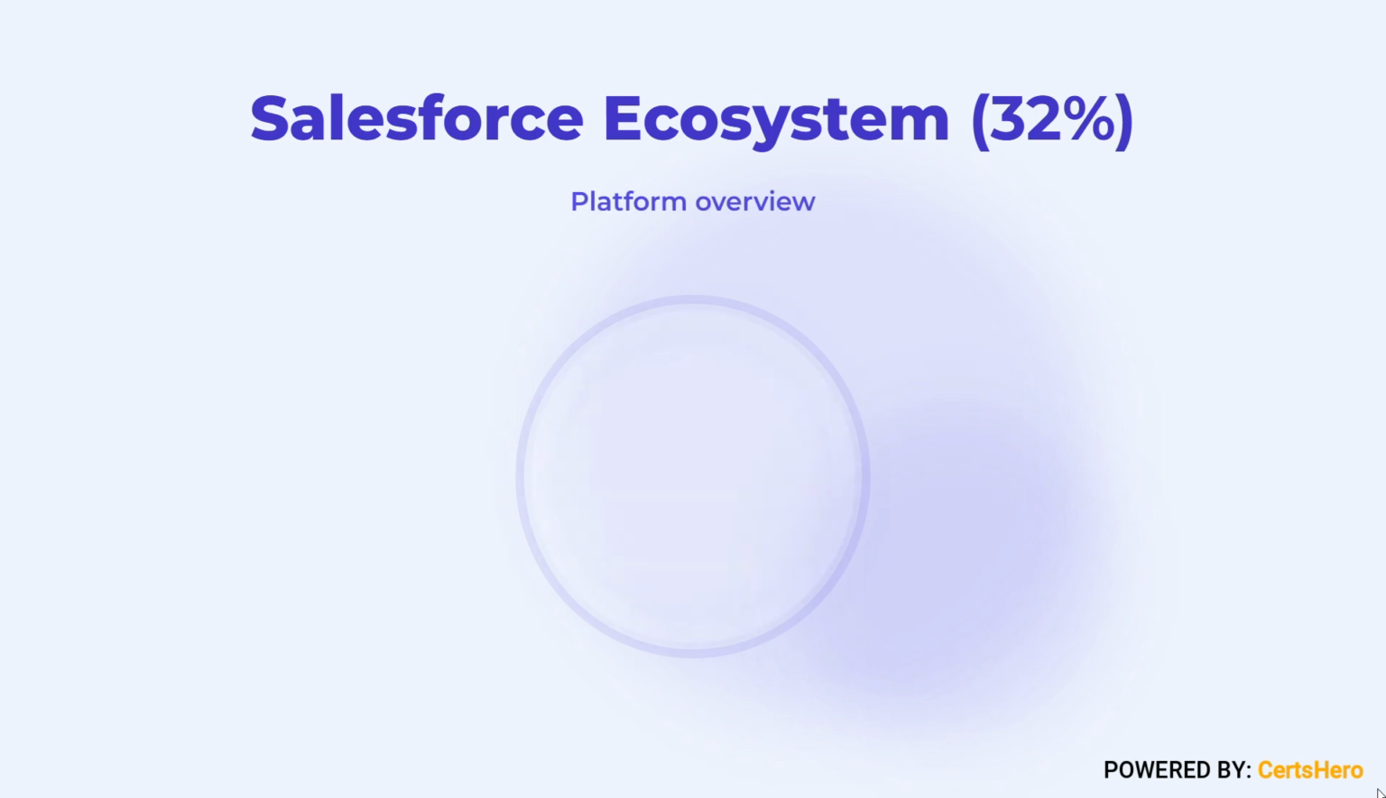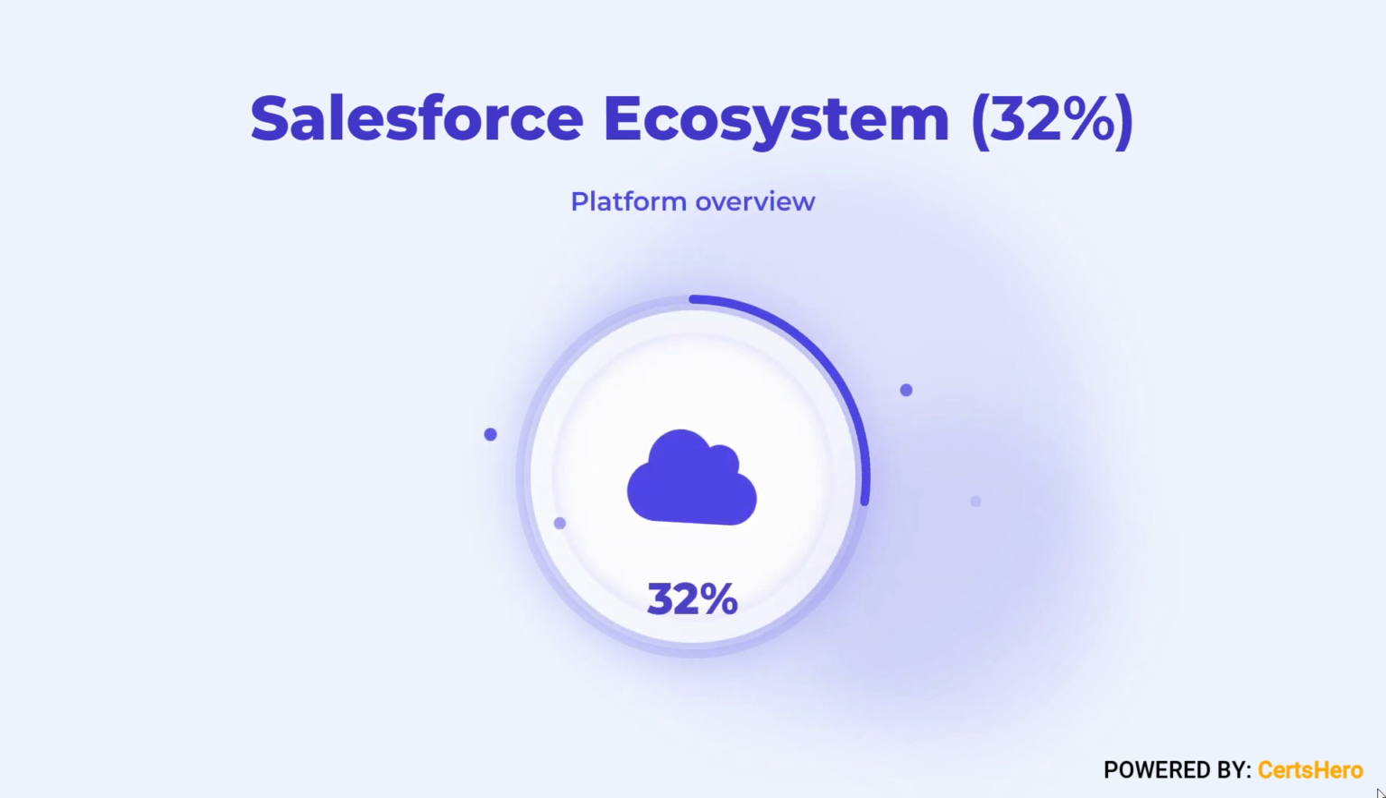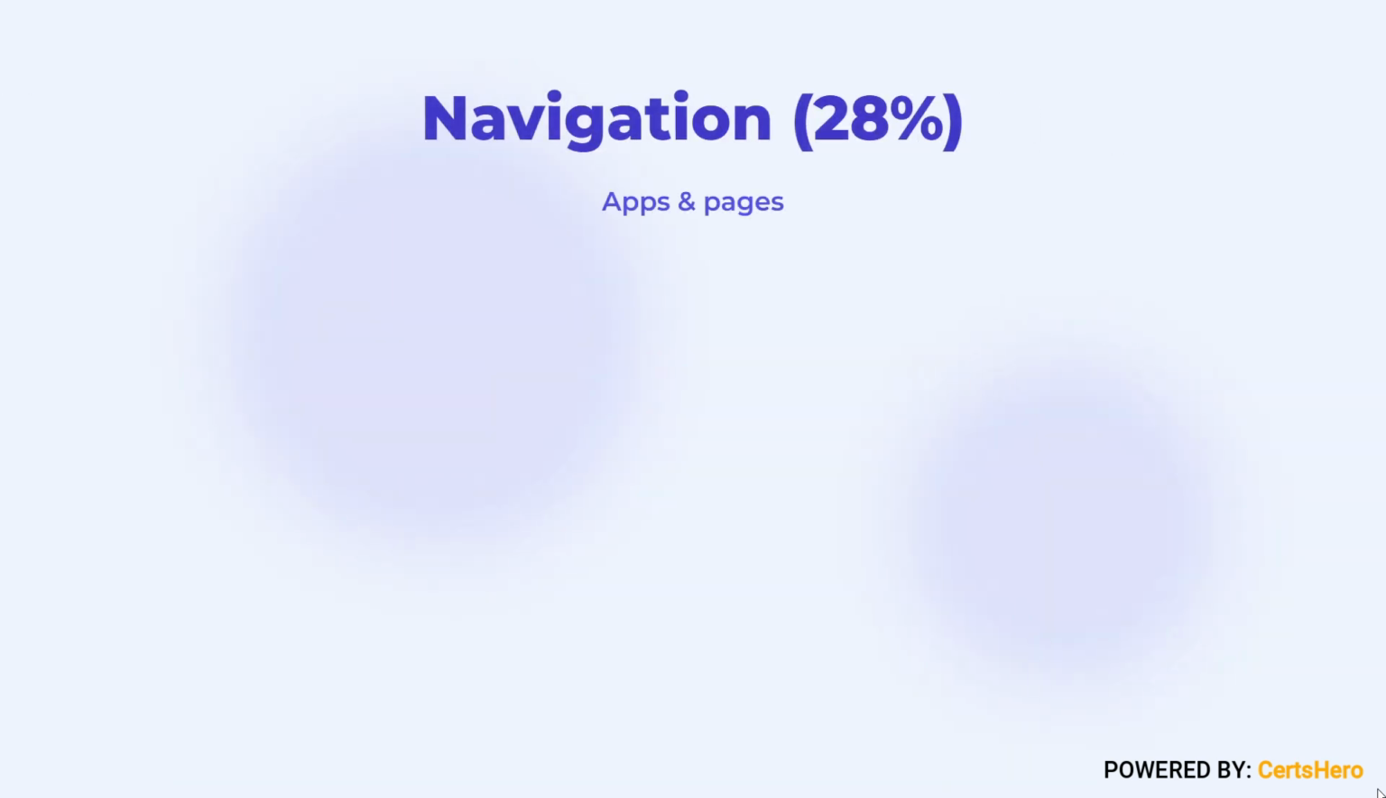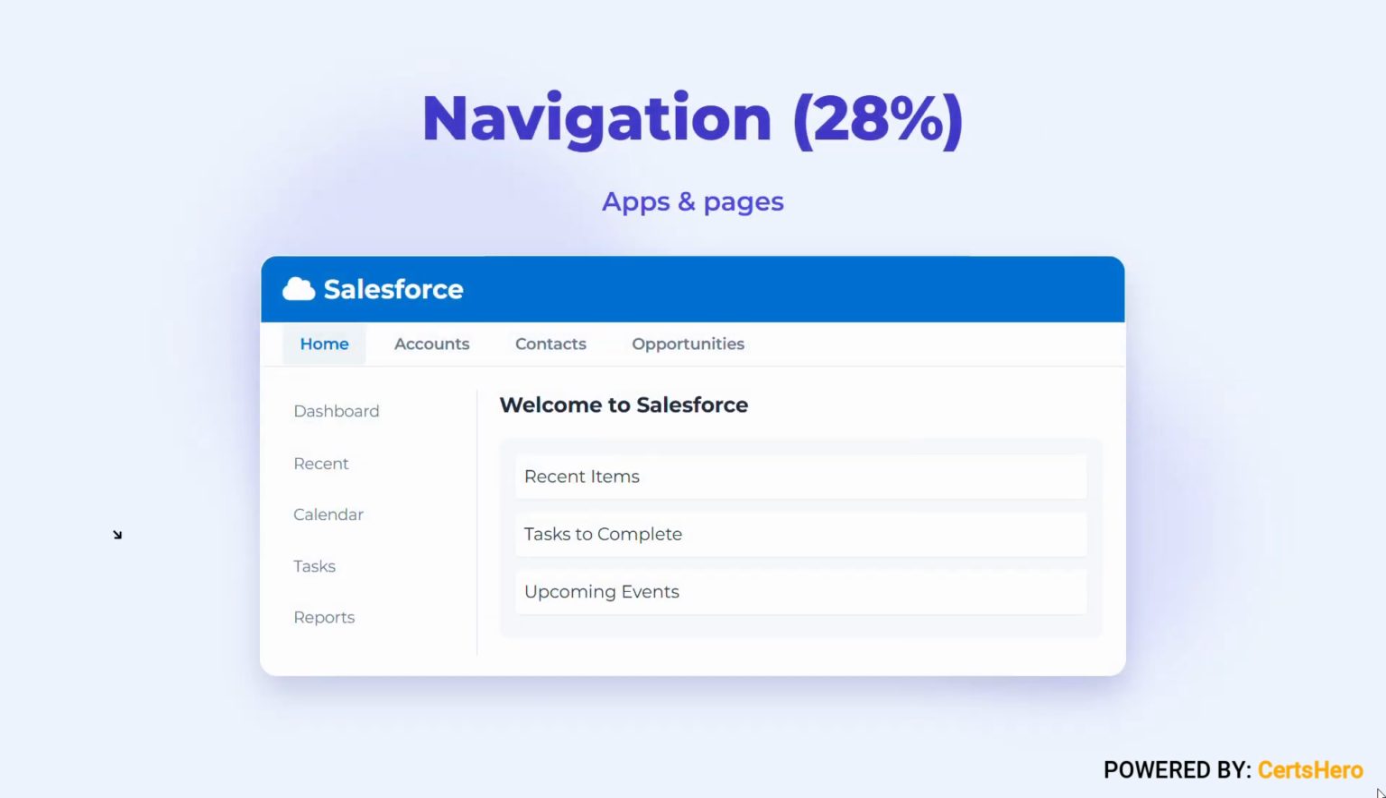Domain 1. Salesforce Ecosystem, making up 32% of the exam. This section focuses on the platform's role and how it fits into the bigger Salesforce environment. Domain 2. Navigation, weighted at 28%. Here you'll need to understand how to move through Salesforce apps and pages efficiently.